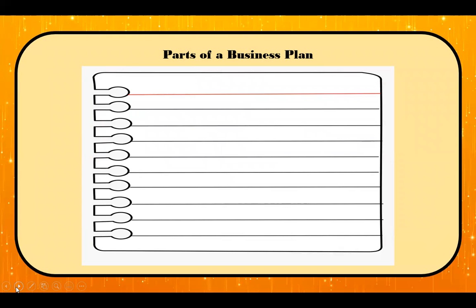So the first key is the cover page. So this includes the name of business, names of principals, addresses, and telephone numbers. Next is table of contents. And the third part is introduction. So this introduces the plan of the business, so the business goals and strategies. Next, we have the executive summary.